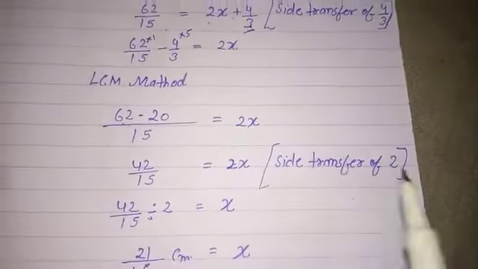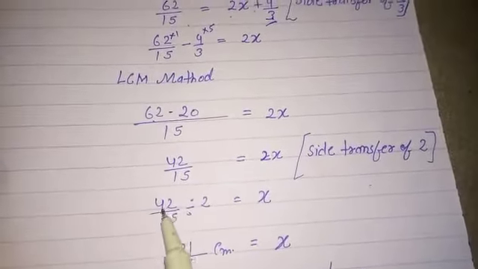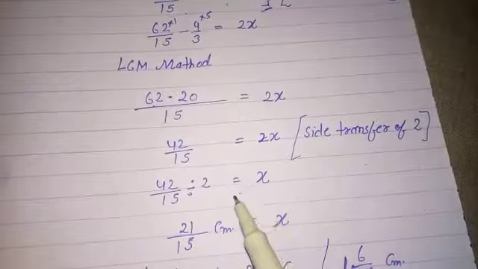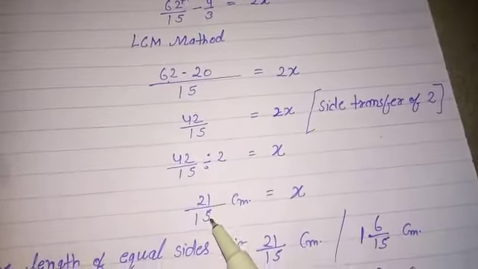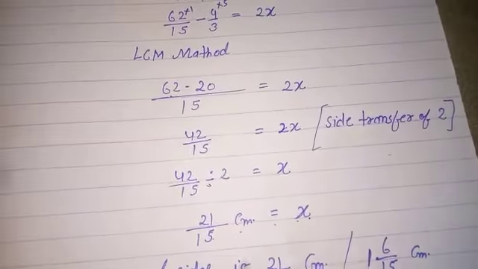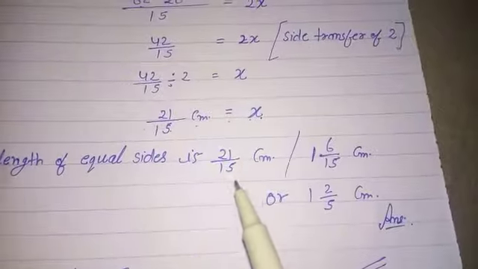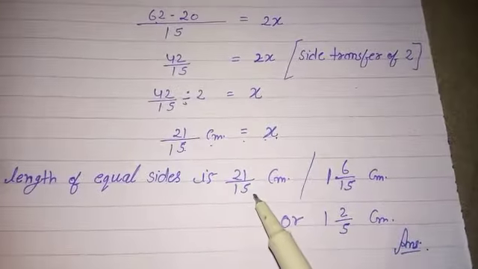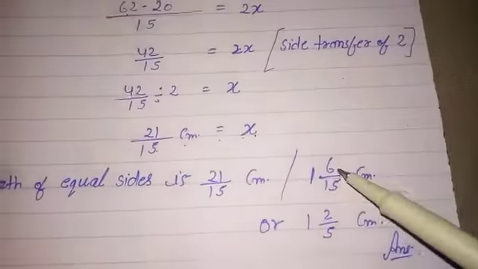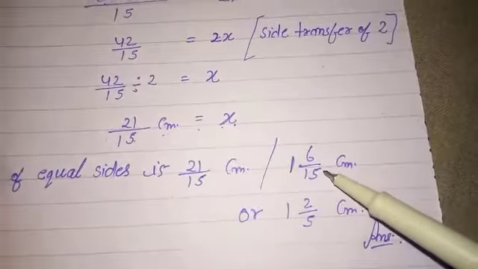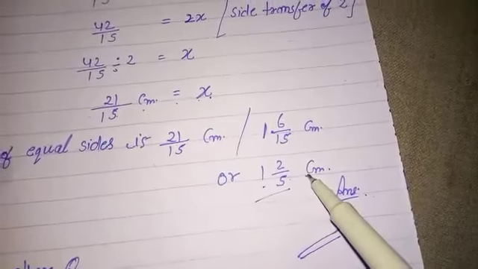Now we have to do side transfer of 2 because it is in multiply, so we have to take it in divide. So 42 upon 15 divided by 2 is equal to x. When we divide, the answer will be 21 upon 15 centimeter is equal to x. So the length of equal sides is 21 upon 15 centimeter. Either we can change it into a mixed fraction, so 1 whole 6 upon 15 centimeter, or we can divide both the numbers by 3. 3 2s are 6, 3 5s are 15. Then our answer will be 1 whole 2 upon 5 centimeter.